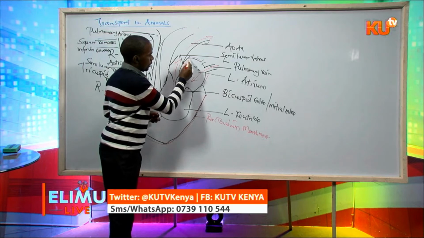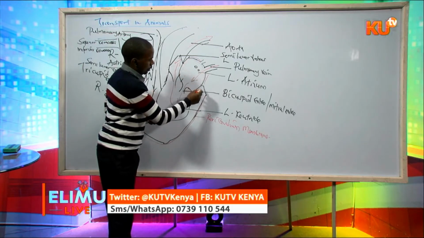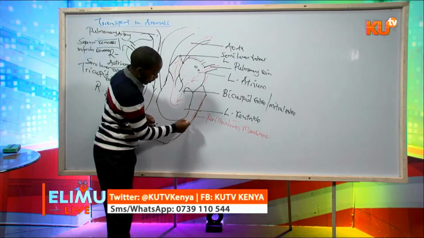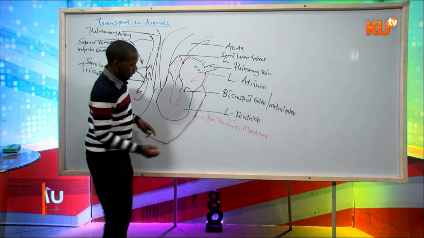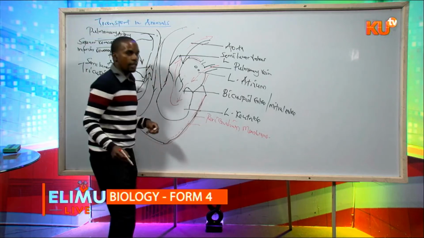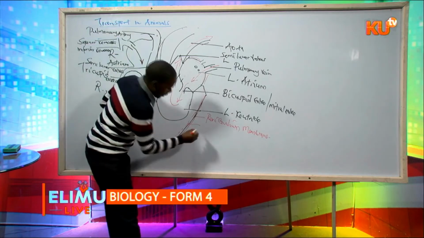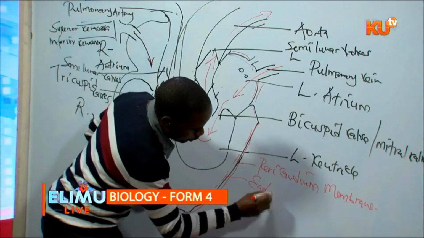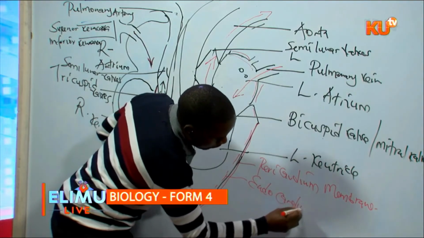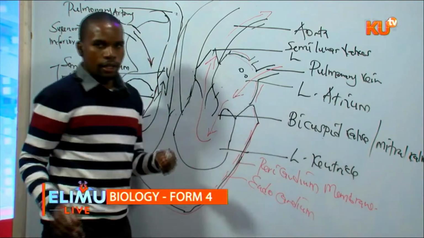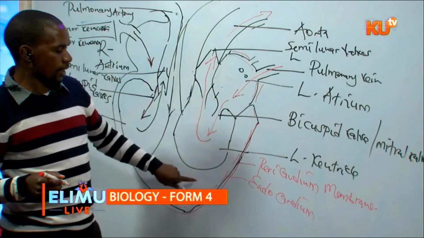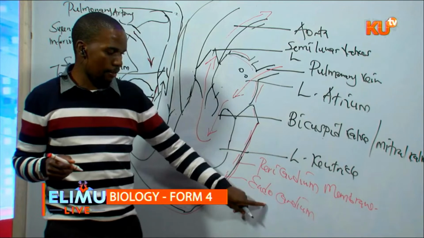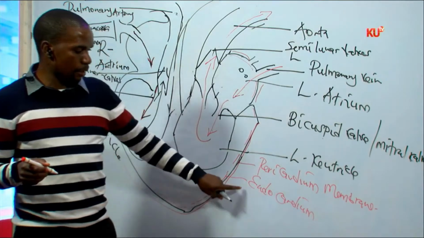Inside the heart, and just to mention, peri means the perimeter, that means the outside. Inside the heart, we have another membrane, endocardium. Endo means inside.